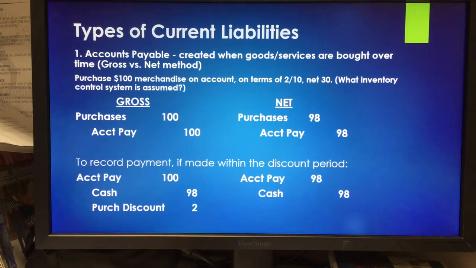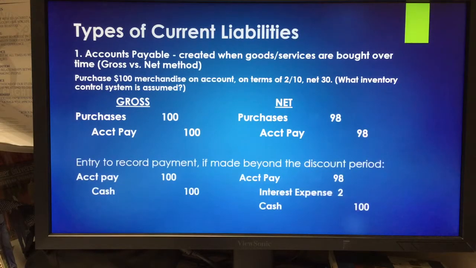We're going to credit inventory for that purchase's discount to reduce inventory back to the actual price that we paid for it. Well, we have to consider another option, and that is that we pay beyond the discount period. And so in this case, as you can see, if we pay beyond the discount period, then the cleaner entry is under the gross method. We simply debit accounts payable for $100. We credit cash for $100.